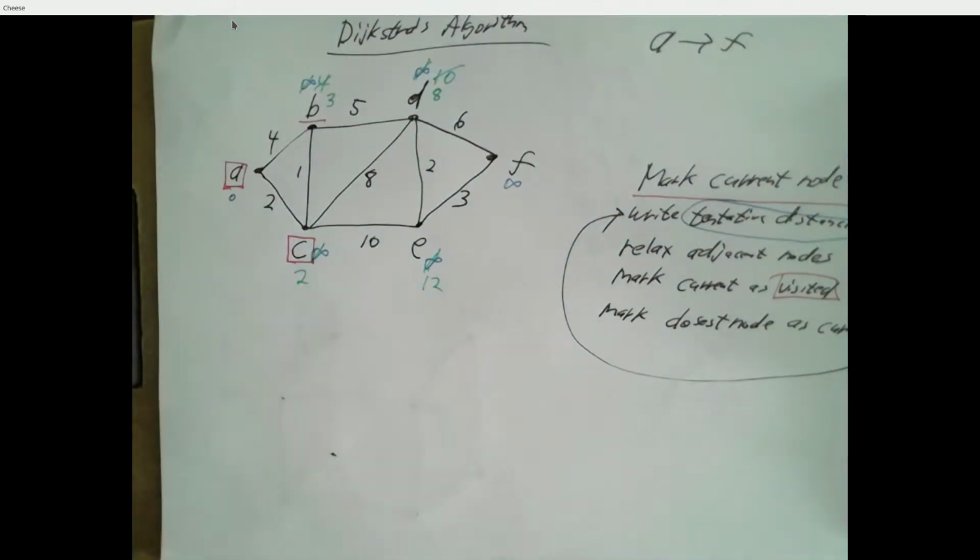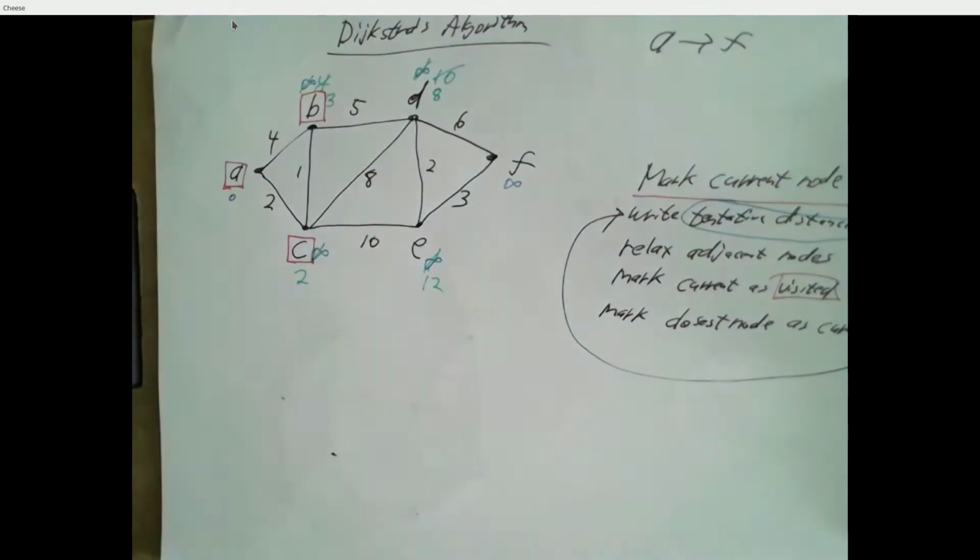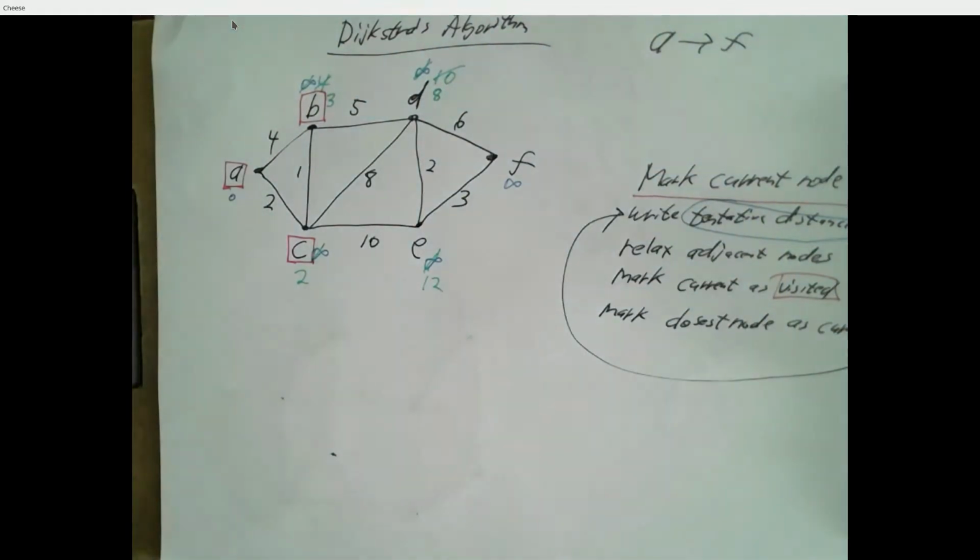Now I mark the current node as visited. And I find the closest node and make that my current. So I've got an 8, 12, and infinity. 8 is the closest, so this is my current node.